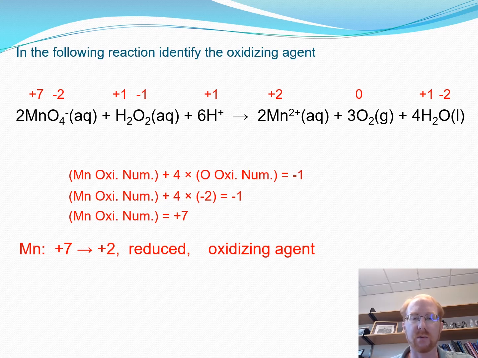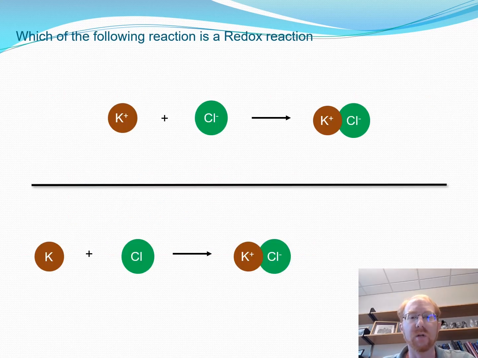Okay. Last question. Which of the following reactions is a redox reaction? All right. So let's look at this one together. So we can see that this is a very similar reaction, but they're not the same. In the top one, we have a potassium ion plus a chloride ion going to potassium chloride. And in this bottom, we have a potassium atom and a chlorine atom going to potassium chloride.